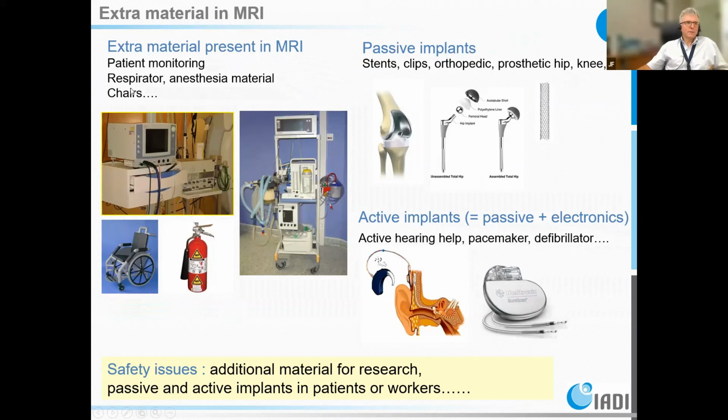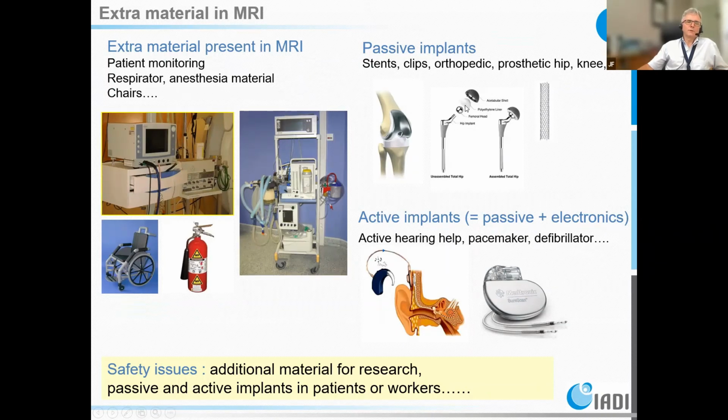A patient monitoring system, a respirator, for example, also the fire brigade equipment, or the wheelchair or whatever. This is sometimes placed close to the magnetic field. Inside the body, some patients can have passive implants, such as a stent. This is a stent, some clips, some prosthetic hips, for example.